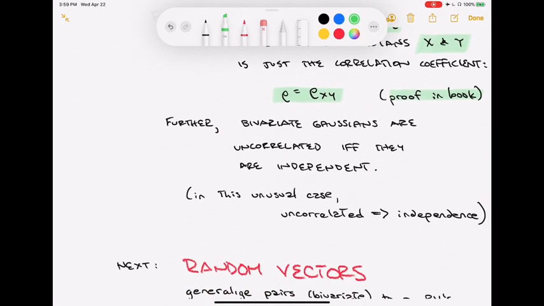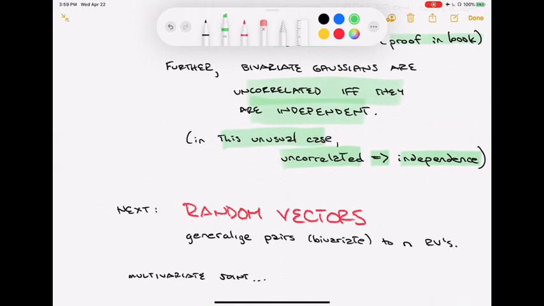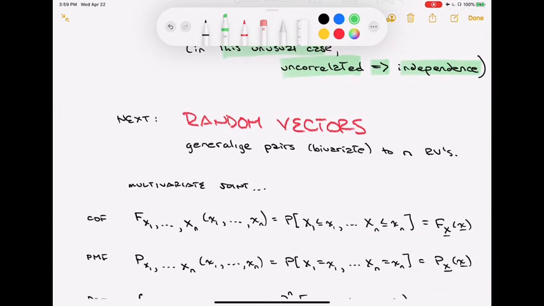Furthermore, bivariate Gaussians are uncorrelated if and only if they are independent. This is a little bit of an unusual case, because it tells us that uncorrelated gives us independence. If you went back and found the marginal distributions and set rho equal to 0, you would find that the product of the marginals gives you the joint distribution if and only if, in this particular case, rho equals 0. Very few pairs of random variables have this property where uncorrelated gives us independence. Gaussians do. That finishes out our work in the bivariate case.